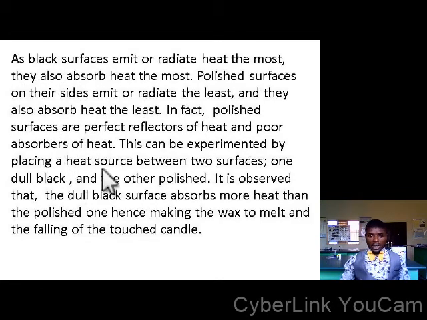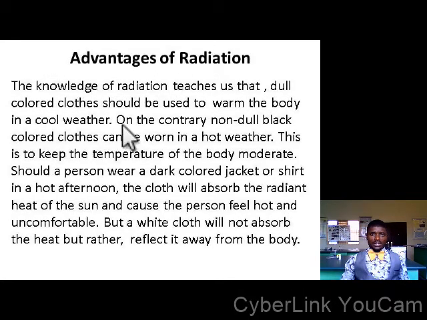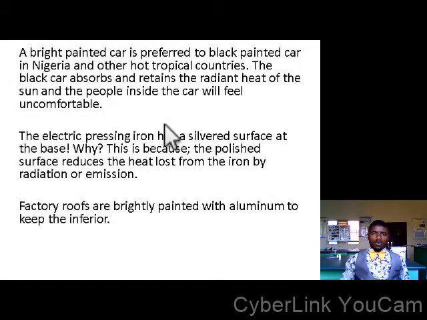So I just explained this here. Black surfaces emit or radiate heat the most, and they also absorb heat the most. Polished surfaces, on the other hand, radiate heat the least, and also absorb heat the least. So this is what I mean by what I just explained. So, the advantages of radiation: I just explained how you can wear your clothes, how you can dress during the day. When it is hot, you know what to put on.